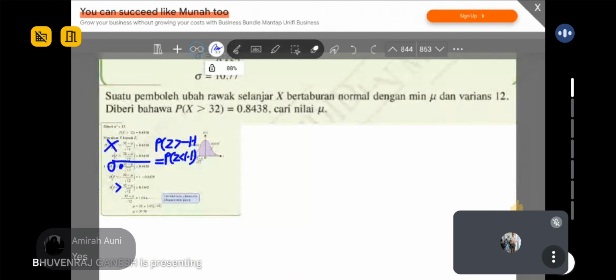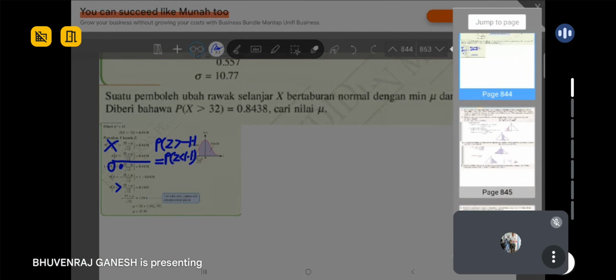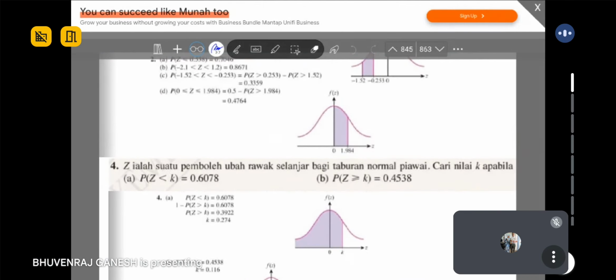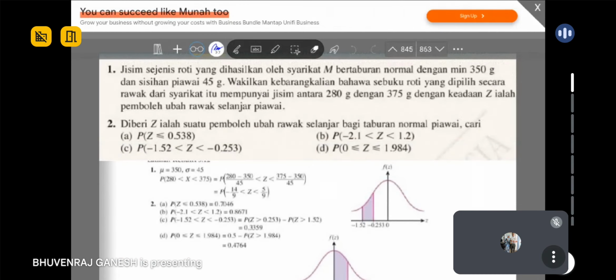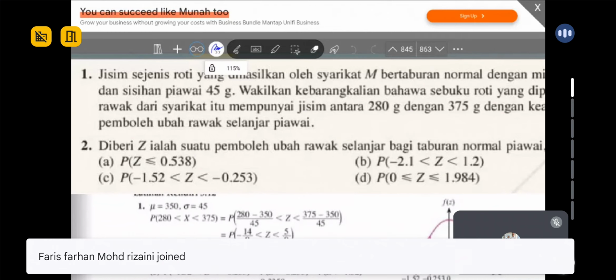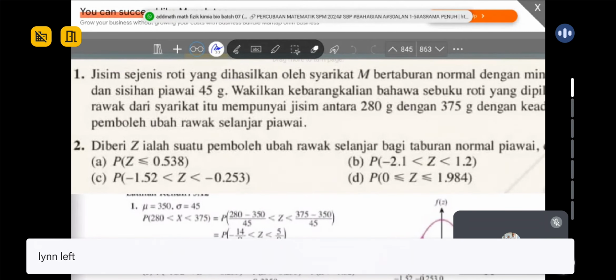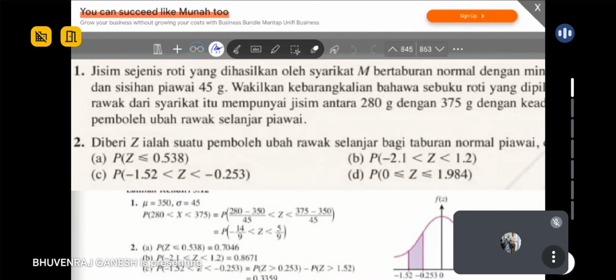Okay, next one. Still got 10 more minutes. We continue. I think most likely we are going to continue this topic next week also, because it's very, very long. So we come to the exercises. This one I will start choosing questions already, because I have explained all the concepts.